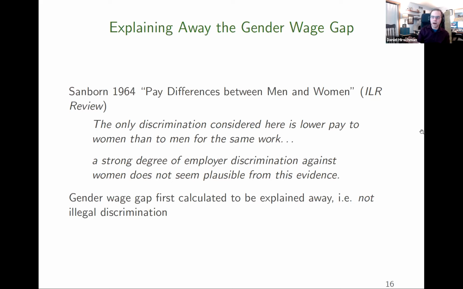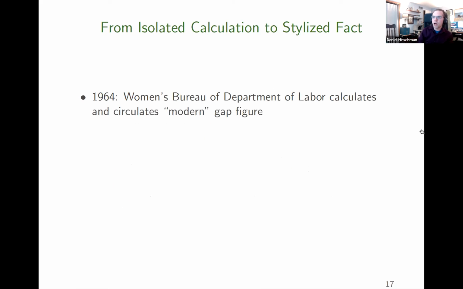This is an unexpected history, at least to me, for a number that becomes a rallying cry for the feminist movement a few years later. But at the same time as Sanborn is doing this work in academic journals, the Women's Bureau of the Department of Labor also begins calculating and circulating that same kind of modern gap figure. If you look before this period, you see various discussions of gender inequality, a lot around occupational segregation, some about within-job pay disparities, but this modern economy-wide number really only appears in this moment.